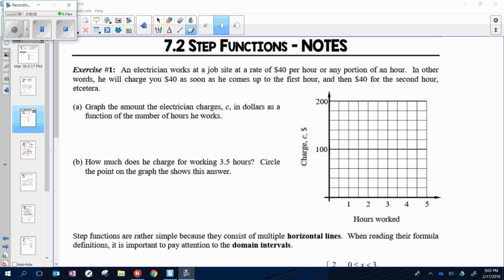Hi everyone, here we are, another day, another special function. We are looking at step functions today. You might have never heard of these before, so stay tuned.